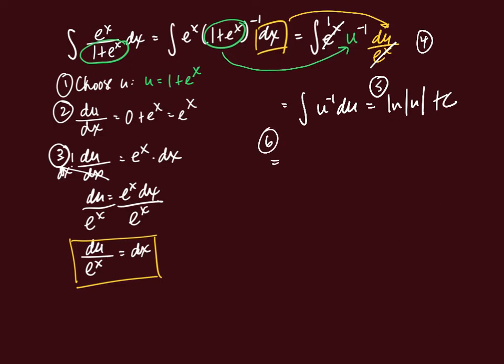And then step 6 is I replace u with 1 plus e to the x. And I'm done. So if you have something in a denominator, that's a good candidate for your u. Or if you want to bring it up out of the denominator, the whole thing needs to be raised to the negative first power. And then that gives you a feel for an inside, for the power rule, extended power rule.